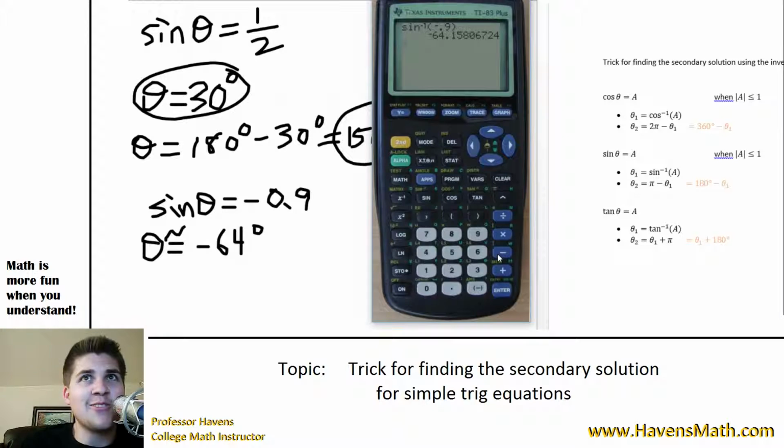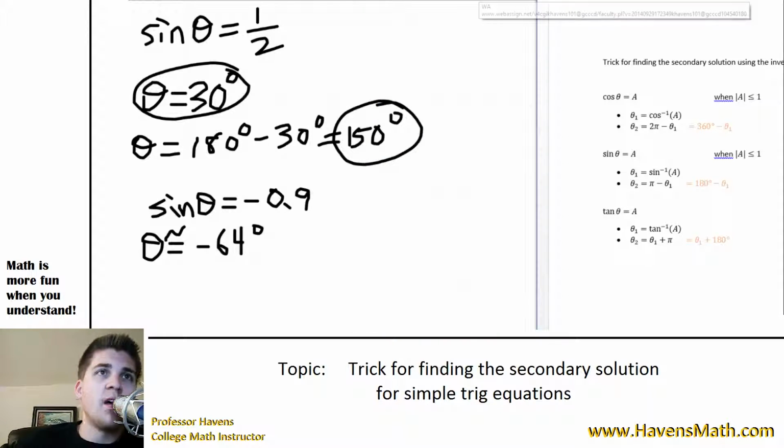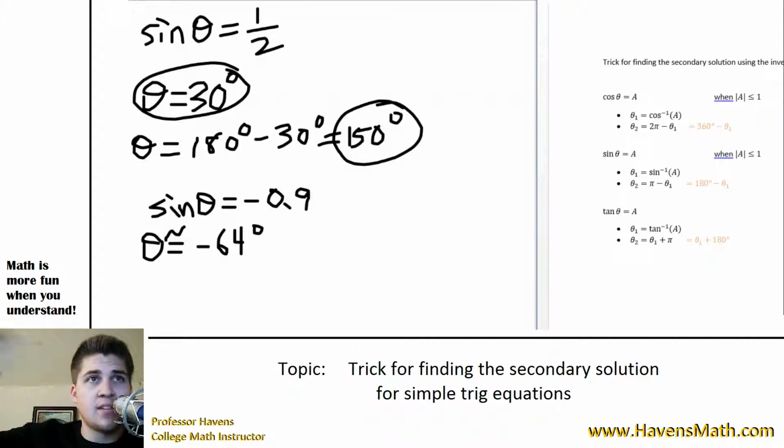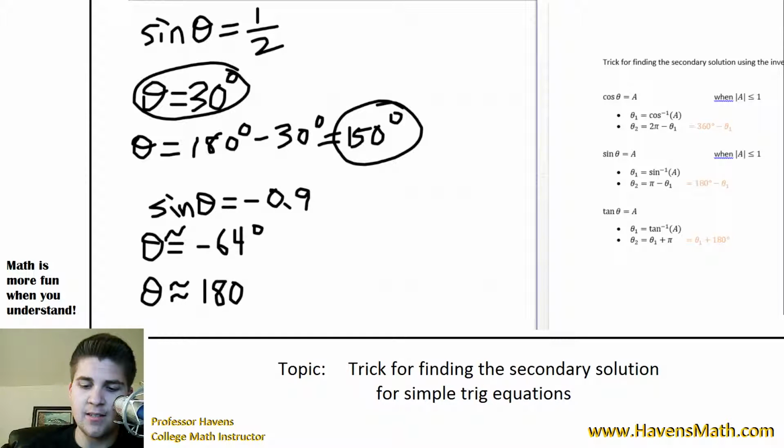So again, using the trick, our secondary solution, instead of having to say, well, that angle's down here and the other one is going to be over there, instead of having to do all that, we just use our trick. So we take our first solution, and the second solution is going to be 180 minus the first solution. So 180 degrees minus -64 degrees.